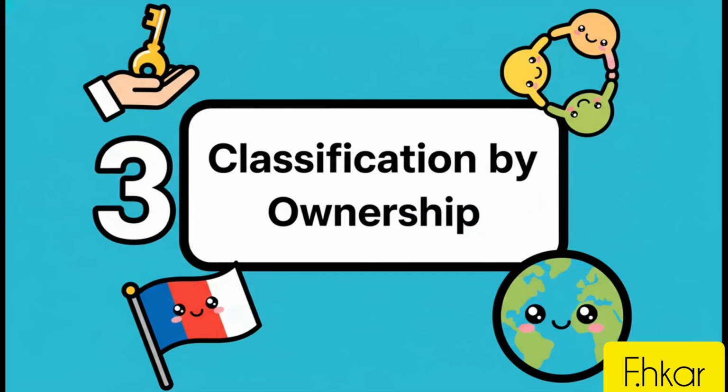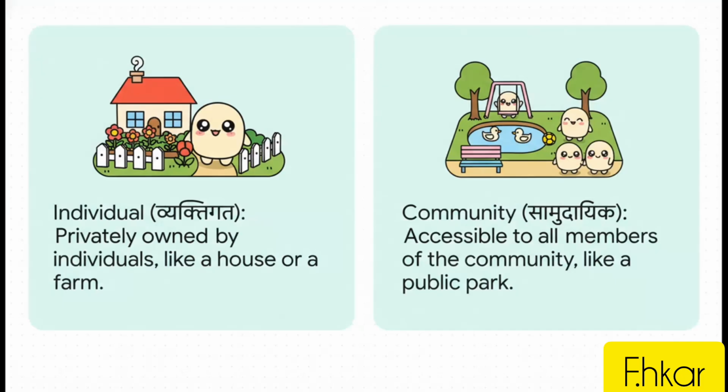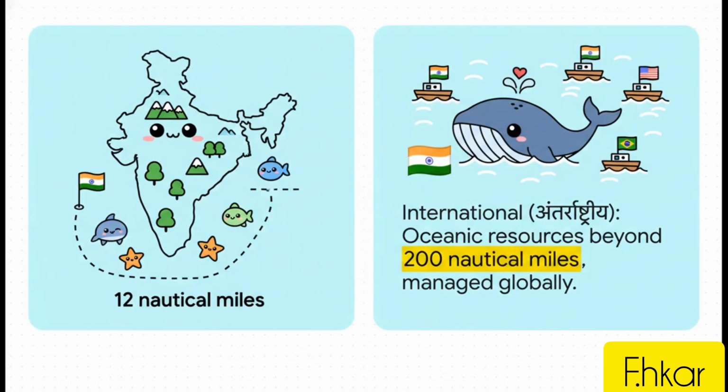All right, our third way of looking at this is all about a simple question. Who owns it? So you can have individual resources, stuff that's privately owned by a person or a family, like your house or a piece of land. And then there are community resources, things that are open to everyone in a community, like a public park or a picnic spot.